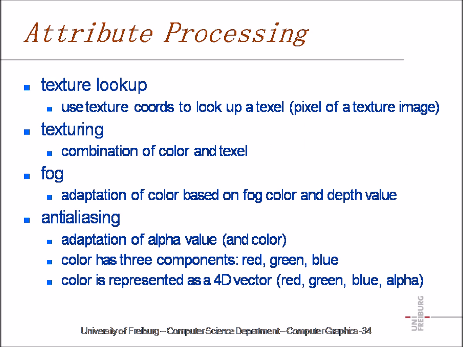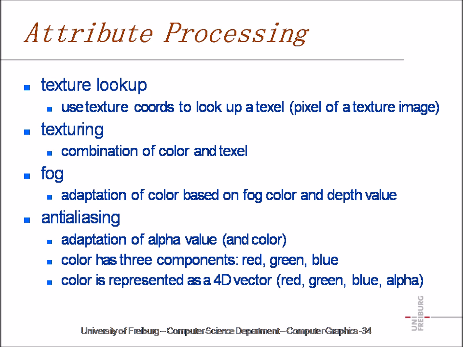As far as attribute processing is concerned, 4 factors are important. Number 1, texture lookup, which uses texture coordinates to look up a pixel of a texture image. Number 2 is texturing, the combination of color and texel. These both concepts have been discussed in detail in our lecture on texture. Number 3, fog, the adaptation of color based on fog color and depth value.